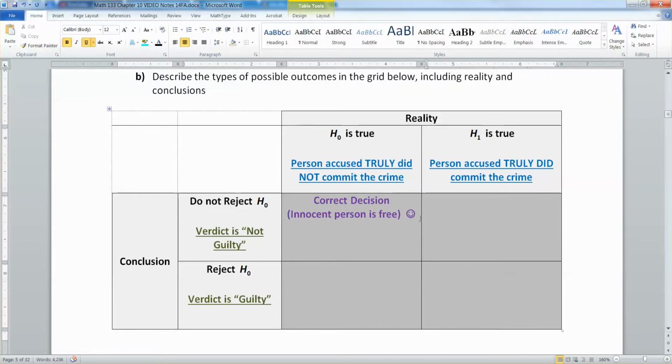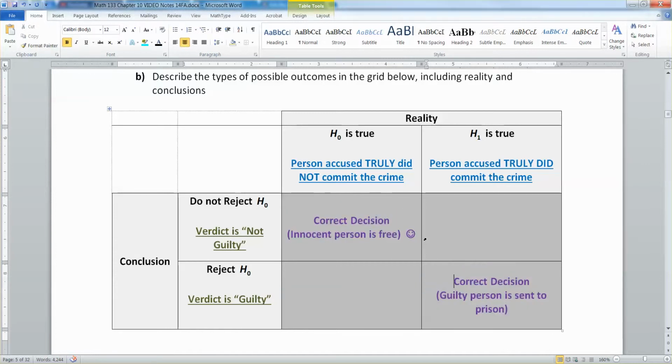All right, then what would also be a correct decision is down here in the corner, right, which is a guilty person is convicted. A guilty person is convicted, is sent to jail or sent to prison. All right, that would also be correct. And that would be a good thing, right? There we have it.